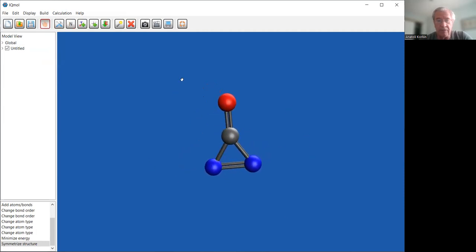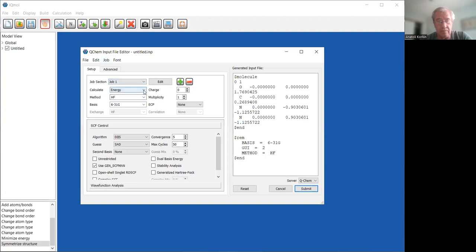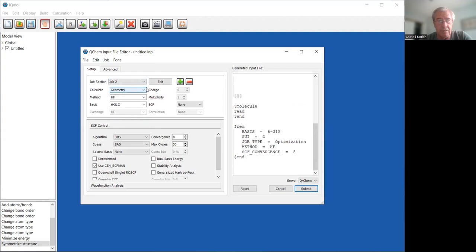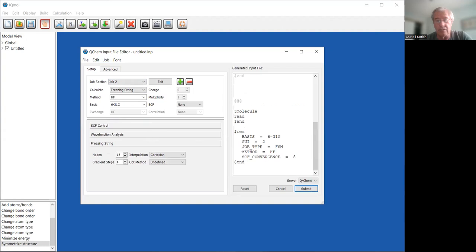Now, in order to get the frequencies, we need to optimize the molecule and then calculate the frequencies. For this reason, we go to the Q-Chem setup. Job number one will be geometry optimization, and job number two will be frequency calculation. All I need to do is click on Submit Job and start Q-Chem on our server in California. As I mentioned earlier, it's free, and within 10 minutes I can do it and get the result on my computer.